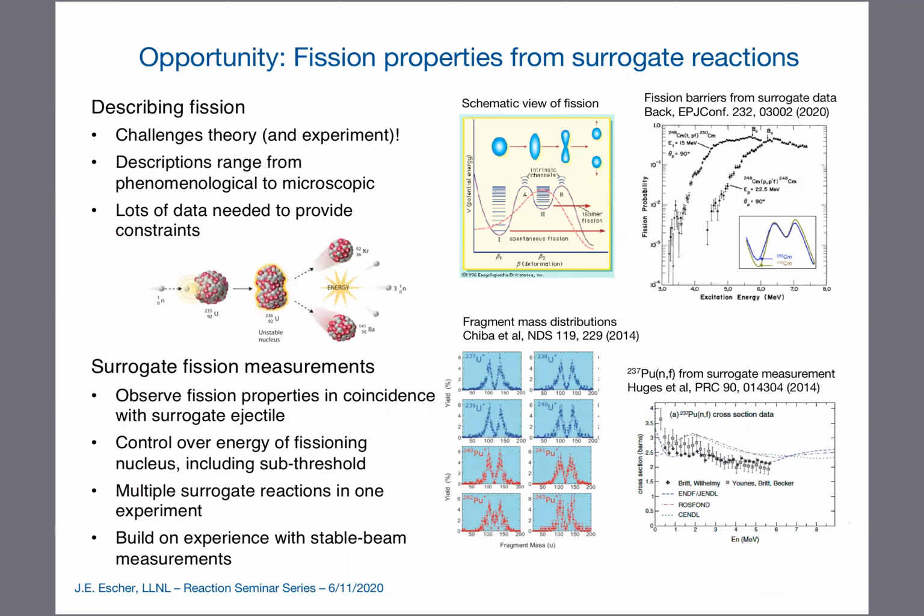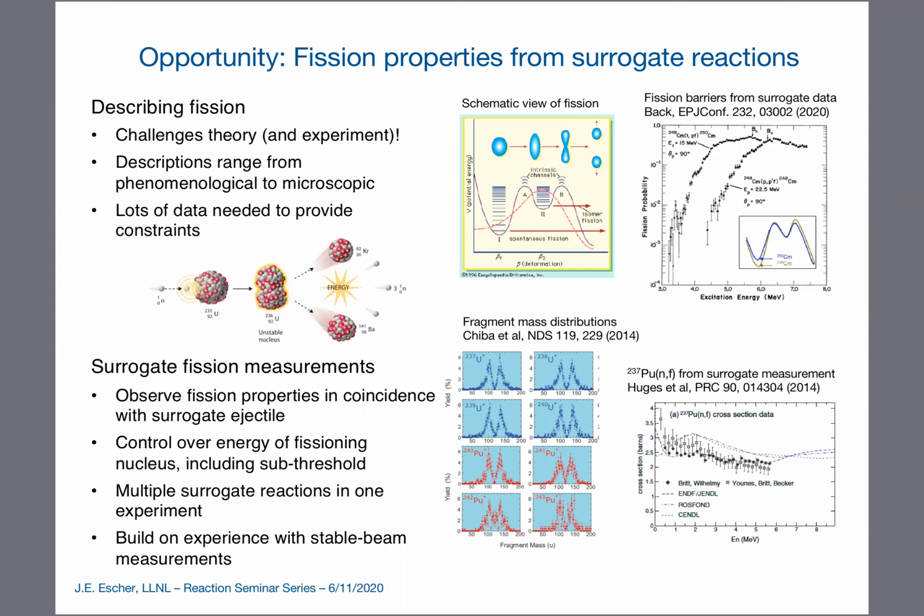Fission, the whole story of surrogate reactions started in the 70s with the desire to get fission cross sections. Fission is a very complex problem, and it's very difficult to describe theoretically. So if we can get some other information from experiments, that would be useful. In the past, people have looked at trying to determine fission barriers, and Birger Bach has recently written a very nice conference proceeding where he summarized some of the older work that was done.